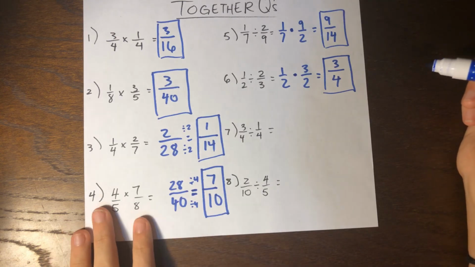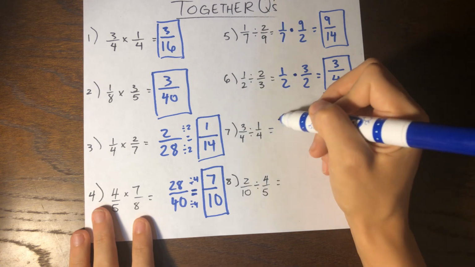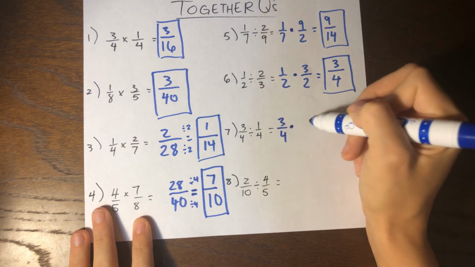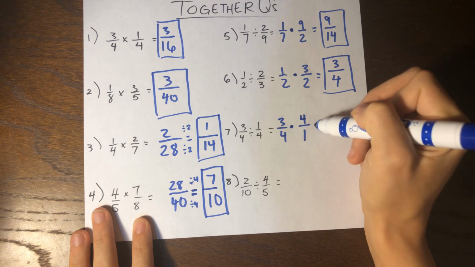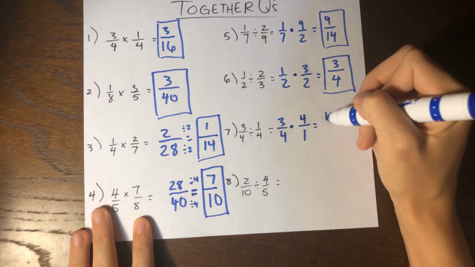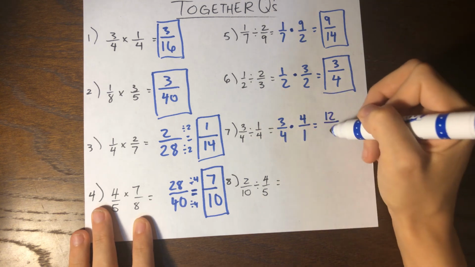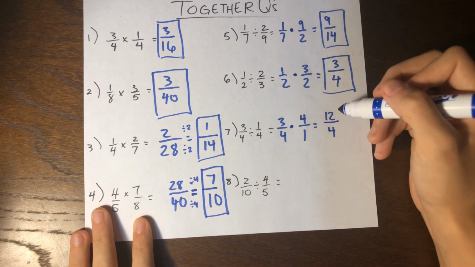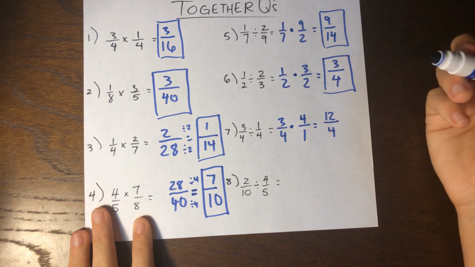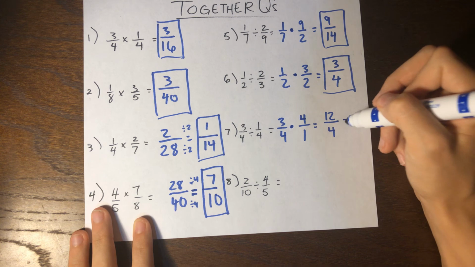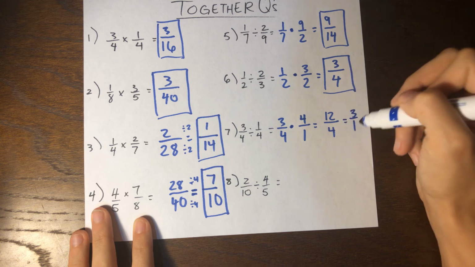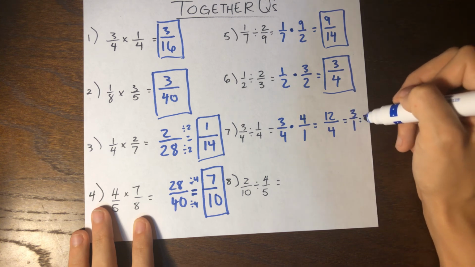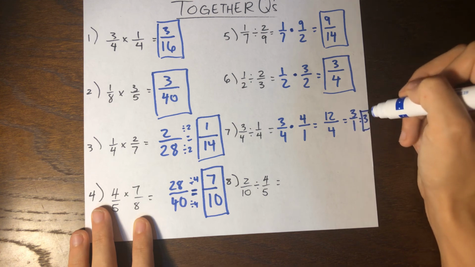Okay, so we have 3/4 divided by 1/4. 3/4 we keep, change the sign, and then flip the other one. Multiply straight across, 3 times 4 is 12, 4 times 1 is 4. 12 divided by 4, right, 12/4, okay, is 3/1 if I divide both sides by 4, or just 3. Okay?